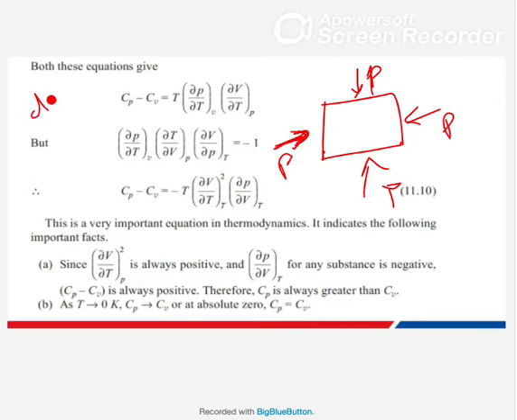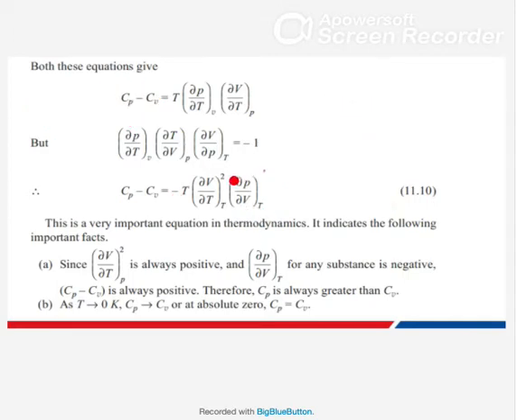So dp, change in pressure, and then as this is compressing, its volume will reduce. Now the change in volume is negative. So the ratio delta p by delta v will come as negative only. This particular factor will always be negative. Then the multiplication of this and this will give you positive, which indicates that Cp minus Cv is always positive. Or we can say Cp is greater than Cv.